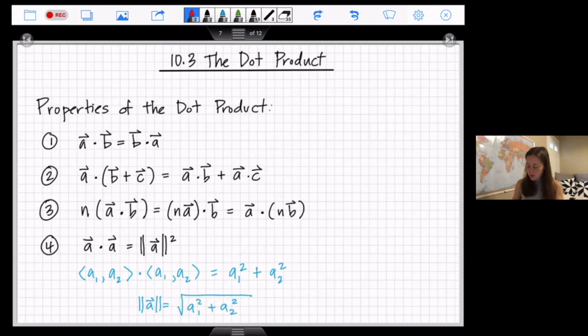So if I were to square both sides of the formula for the magnitude, I'd get that the magnitude squared is equal to the same thing I got when I dotted the vector with itself. So that's it for properties of the dot product. In the next video, I'm going to talk about what the dot product is useful for.